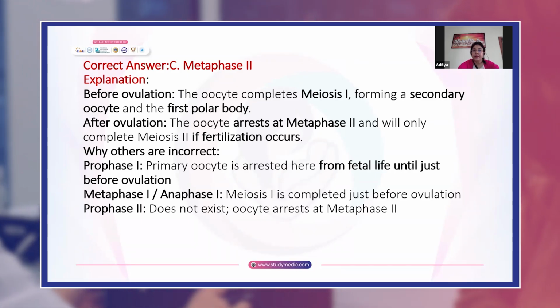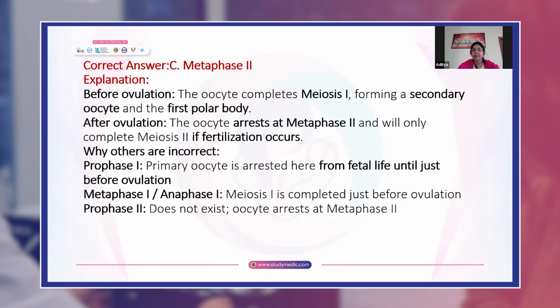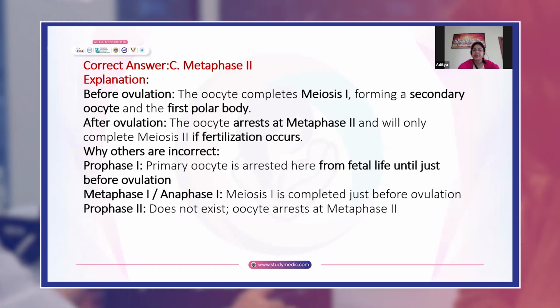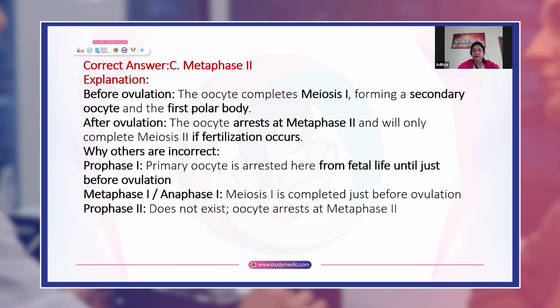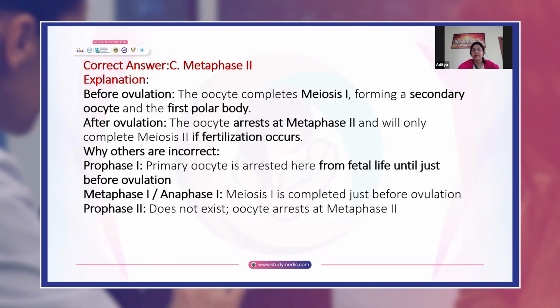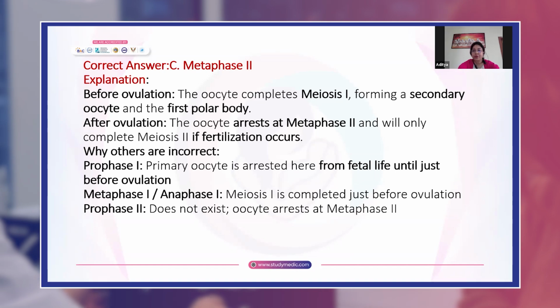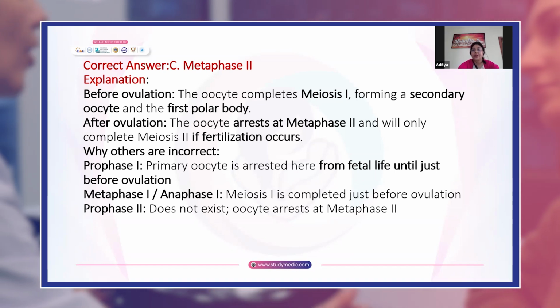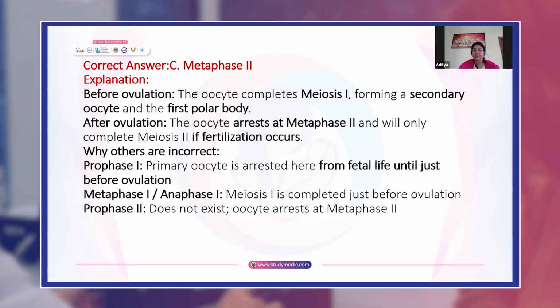Why are others incorrect? In prophase 1, the primary oocyte is arrested here from fetal life until just before ovulation. Metaphase 1: meiosis 1 is complete just before ovulation, while prophase 2 does not exist, the oocyte is arrested at metaphase 2.